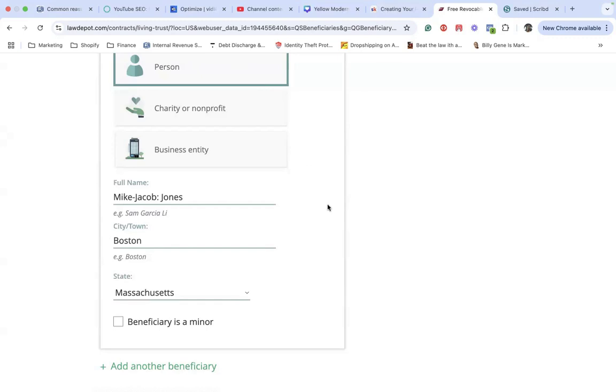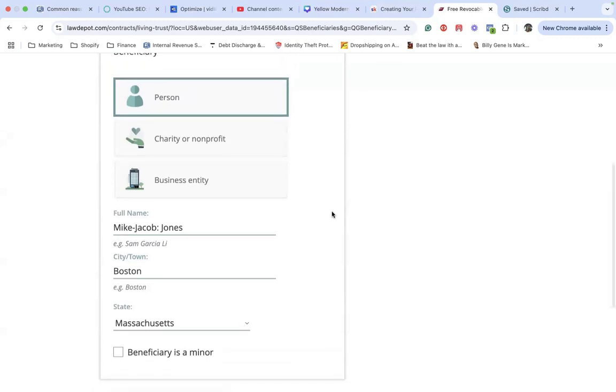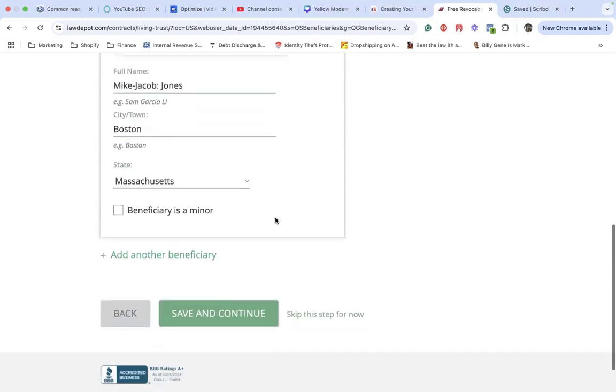No, the house doesn't have to be paid off to put it in a trust. You can buy a house tomorrow and start putting it in a trust. It's a good question.